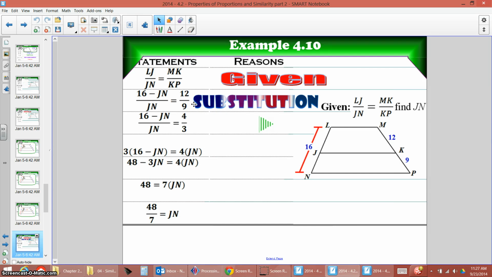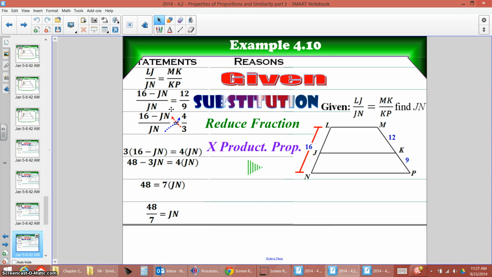All right, so now we're going to substitute that in there. We're going to say, instead of saying LJ, we're going to say that LJ is the same thing as 16 minus JN. We're going to reduce the fraction. 12/9 is unnecessary. We're going to do 4/3. And now we can set up our cross product. We can distribute in.